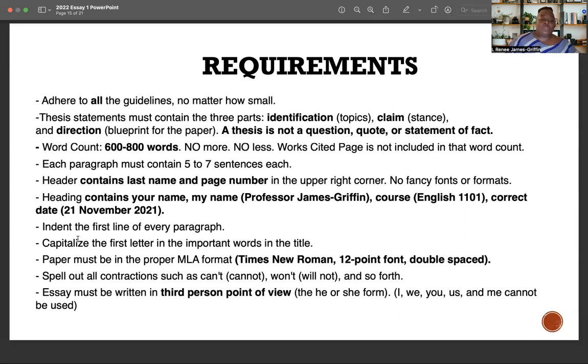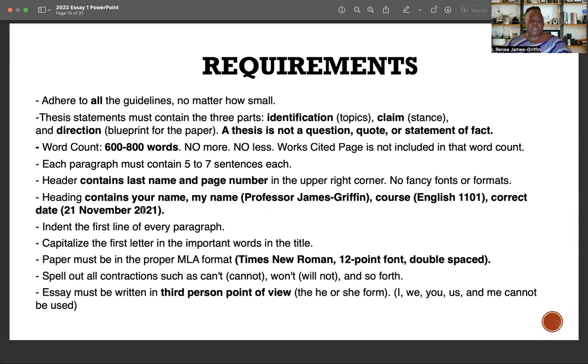The heading, which is going to be in the left-hand corner, which is the opposite of the header, is going to have your name, my name, which is Professor James-Griffin, the course English 1101, and then you are going to list the date. But the date is going to be day, month, year. And here is an example of that.